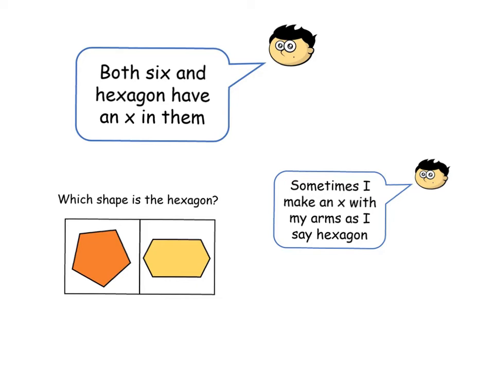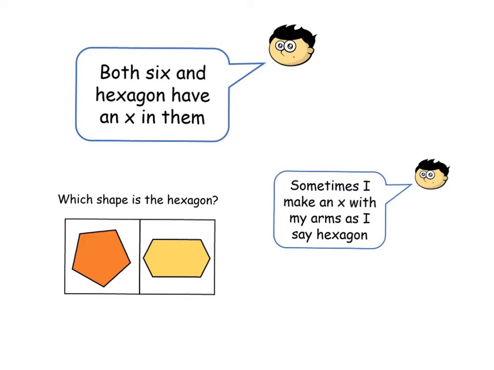Okay, we're going to think about another 2D shape now, a hexagon. A hexagon is a 2D shape that has 6 sides altogether. Both the words 6 and hexagon have an X in them, so that helps you to remember its name. Sometimes I can make an X with my arms as I say hexagon.